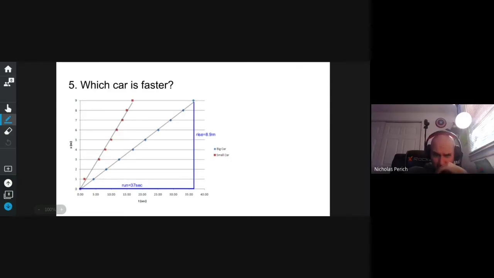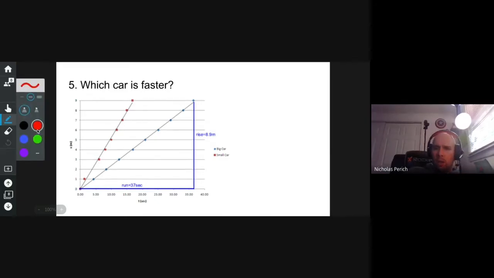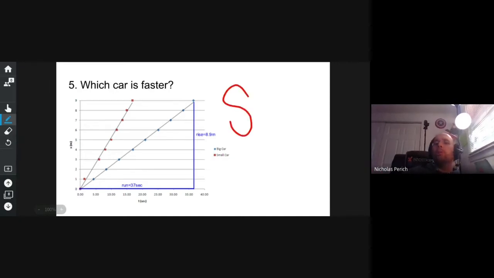I have this graph here. I have a bunch of red dots, which is the small car, and I have a bunch of blue dots, which is the big car. Which one's faster? The red, which is the small.